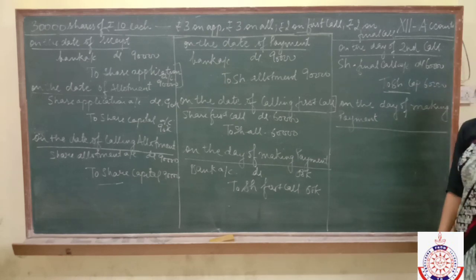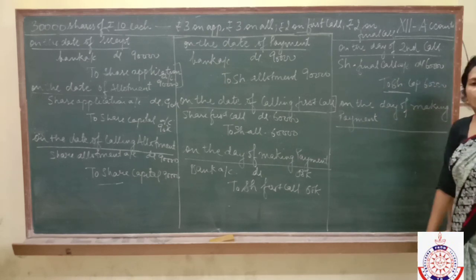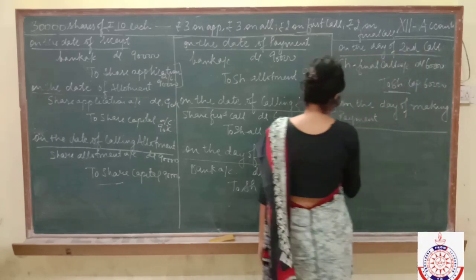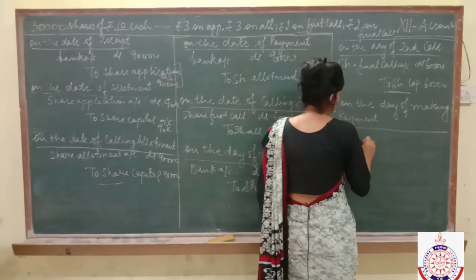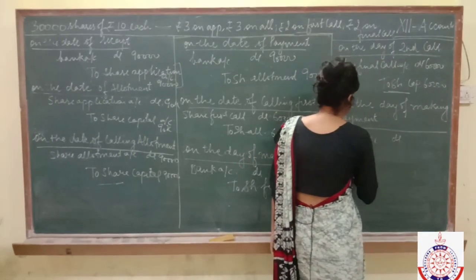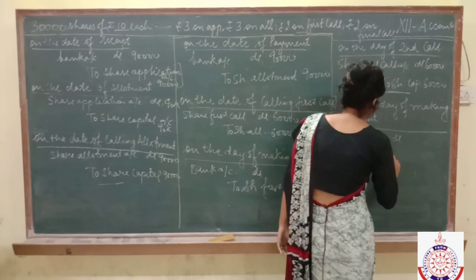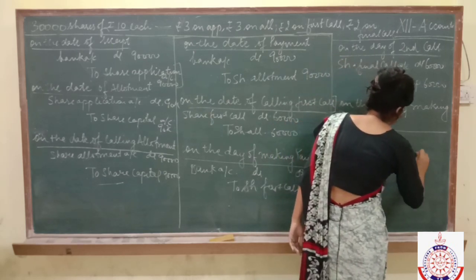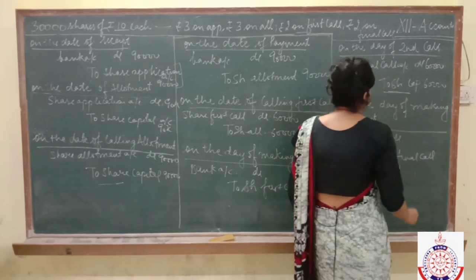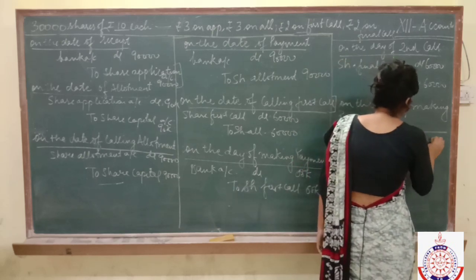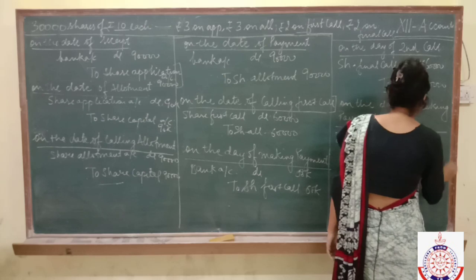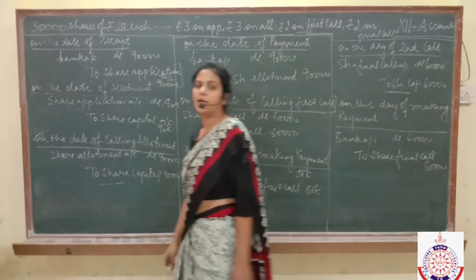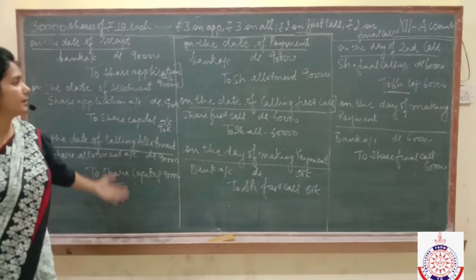I hope this point is clear. And when they make payment to you, what entry will you pass? Bank account debited to share final call 60,000. I hope all these entries are clear to you.